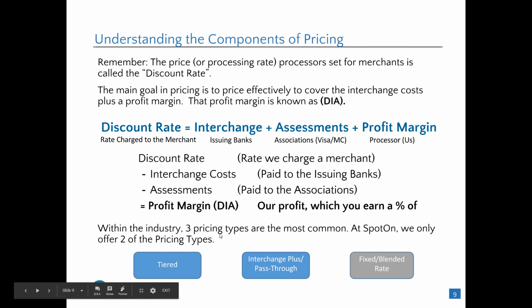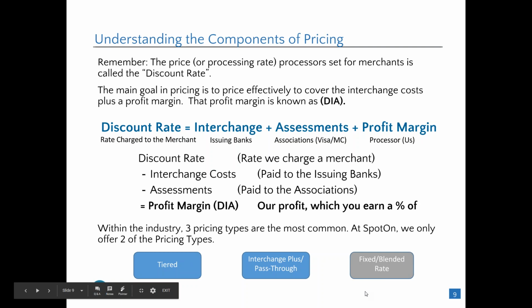Now, within our industry, there are actually 3 pricing types that are common. At SpotOn, we only offer 2 of these pricing types, tiered and interchange plus, or what's known as pass-through. There's a 3rd pricing type in the industry, what's known as a fixed or blended rate. We do not offer this primarily because of the way it's positioned to the merchant can often be very misleading.